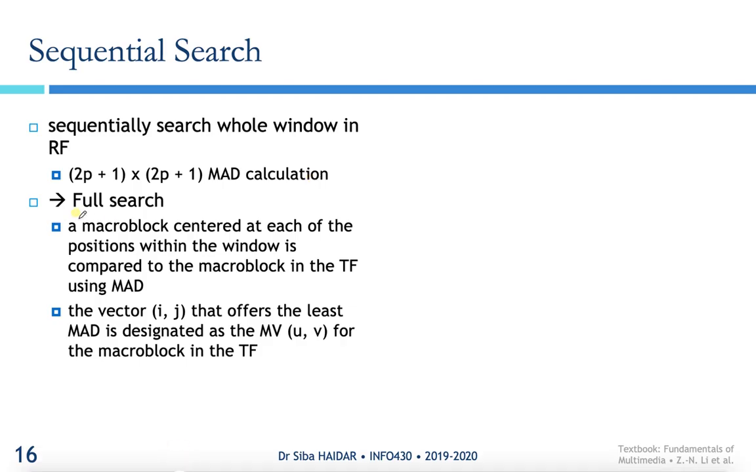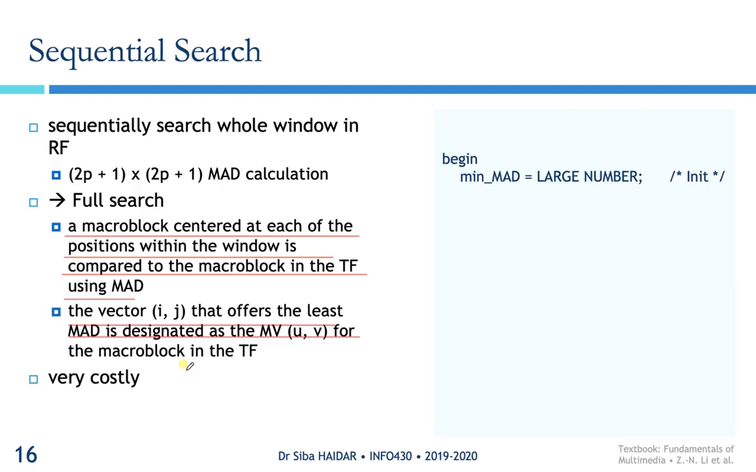So this is called also a full search, and in this full search, as you can see, a macro block is centered at each of the positions within the window and is compared to the macro block in the TF using MAD, and the vector ij that offers the least MAD is designated as the motion vector UV for the macro block in the TF. It is very costly because it is a complete search, and the algorithm is the following.